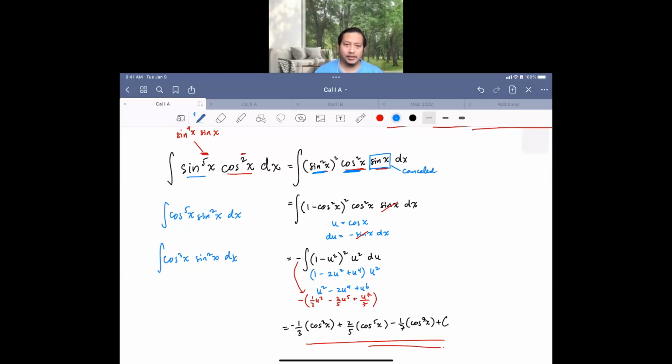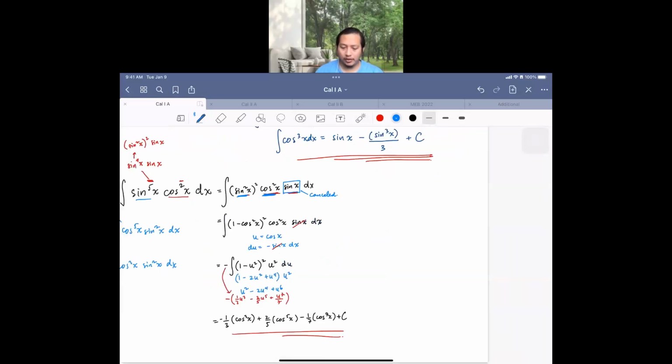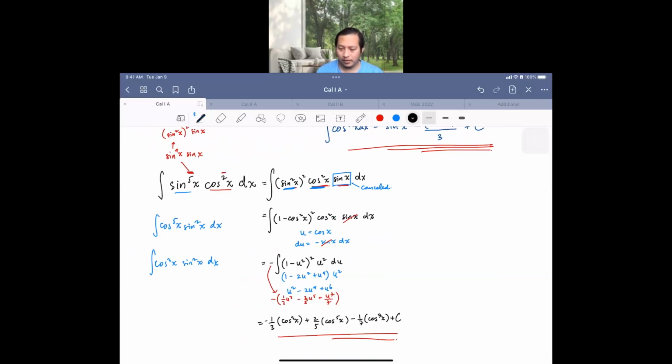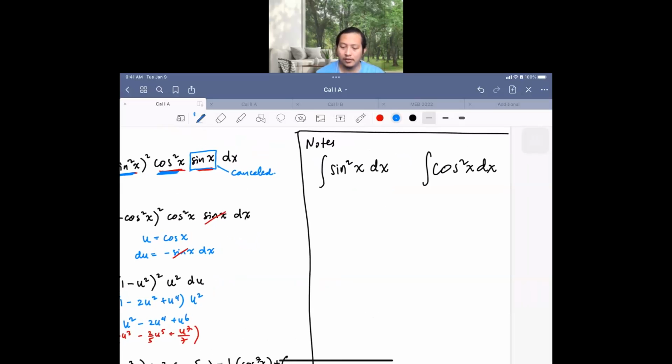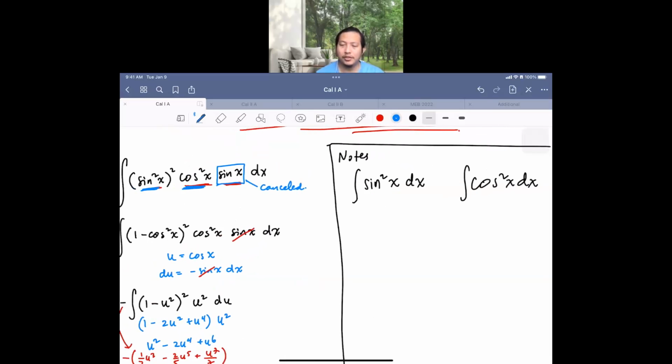One important thing eventually, let me make some additional notes here. If you have the integration of sine squared x dx, or maybe the integral of cosine squared x dx, how do we integrate these two?